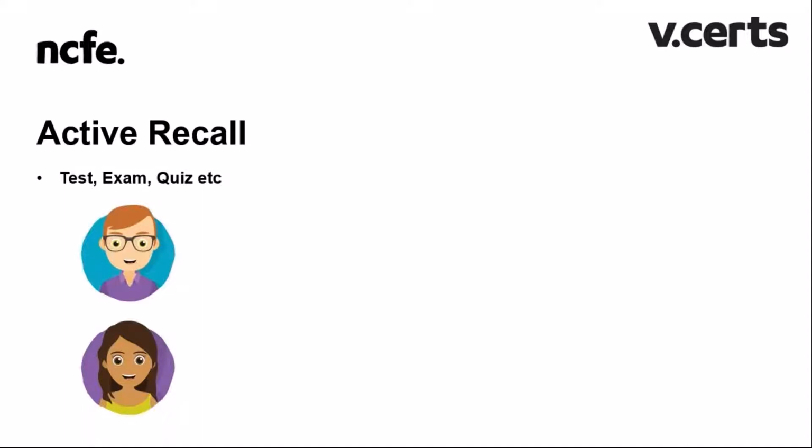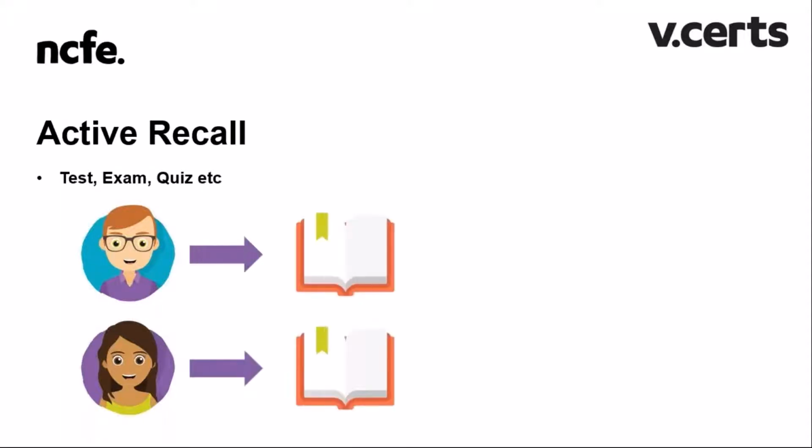But active recall doesn't just include practice tests. It can include something as simple as the following. Two learners read and revise a piece of text. So they both read the same text and are revising that same piece of text.